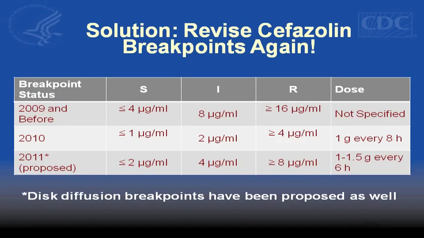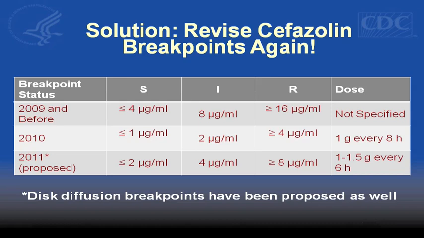The solution to this problem is that CLSI is considering revising the cefazolin breakpoints yet again. And these would be changes that you would see in the January 2011 version of M100. And it would be a change in the susceptible breakpoint, from less than or equal to 2, or less than or equal to 1, to now less than or equal to 2. And the reason this breakpoint change could happen is because this breakpoint is set for a different dosage of the drug. So this is now set for a dosage of 1 to 1.5 grams every 6 hours. Again, this is a systemic breakpoint.